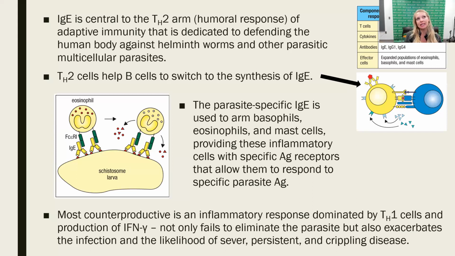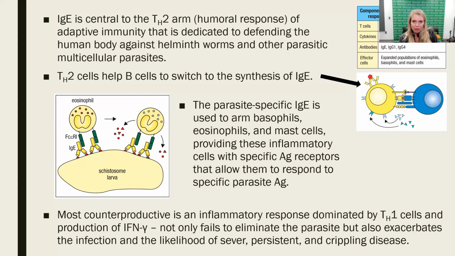And these parasite-specific IgE antibodies are used to arm the basophils, the eosinophils, the mast cells, and really then end up being the receptors for these cells so that they can find, locate, and attack the parasites. So humoral response is going to be a beneficial response towards a parasitic infection.